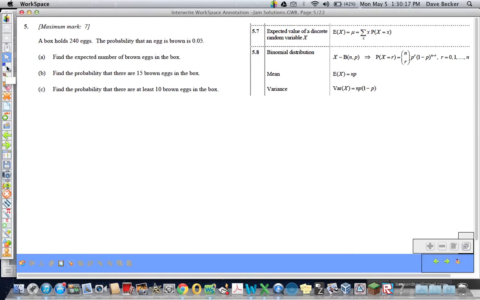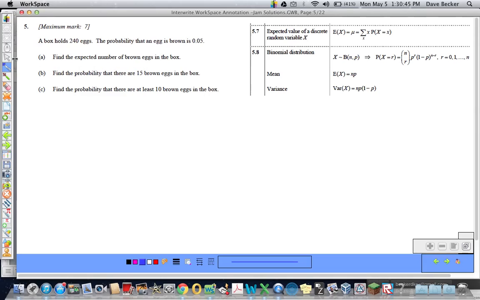Your favorite topic here, this is math standard level, exam jam solution for exam jam number 5. So let's rock it and roll it. We got a box holding 240 eggs. The probability that an egg is brown is 0.05. Find the expected number of brown eggs in the box.